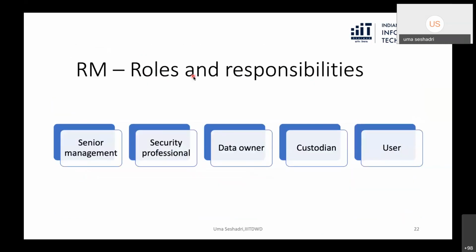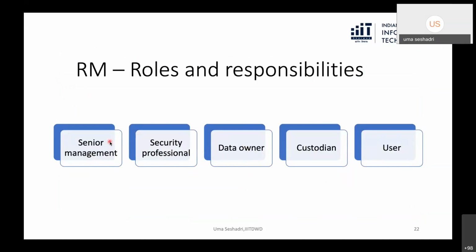Various roles you have to define. As I said, risk management does not give public access to all the environments which are prone to security challenges. So you have various roles like senior management, security professional, data owner, custodian of data, users, employees. This list is not limited to only these five roles. You can have more than 100, 200 roles depending on the size of the organization.